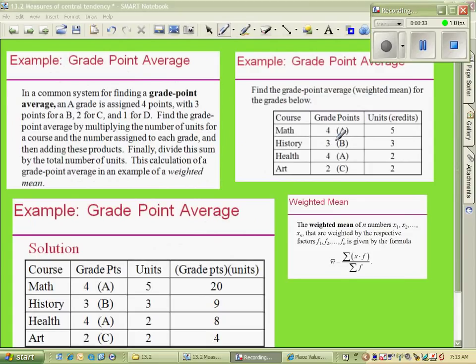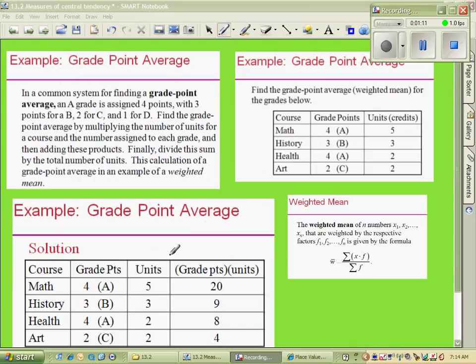Okay, so it says, in a common grading system for finding a grade point average, a grade of A is assigned 4 points, a B grade is assigned 3, 2 for a C, 1 for a D. Find the grade point average by multiplying the number of units for a course by the number assigned to each grade, and then adding these products, finally divide the sum by the total number of units. This calculation of a grade point average is called an example of a weighted mean. So this is how your grade's been graded. You've been weighted and graded on all your stuff all your life, whether or not you knew how to do it or not. So let's take a look at what they do here.